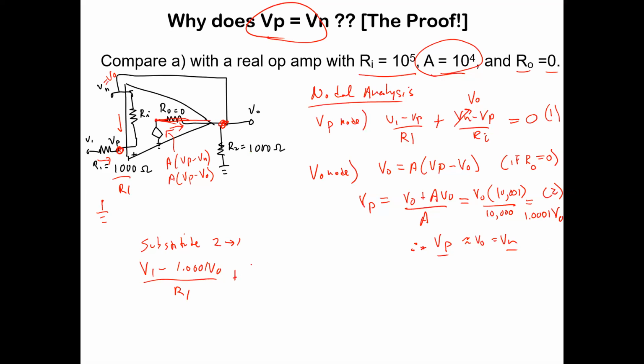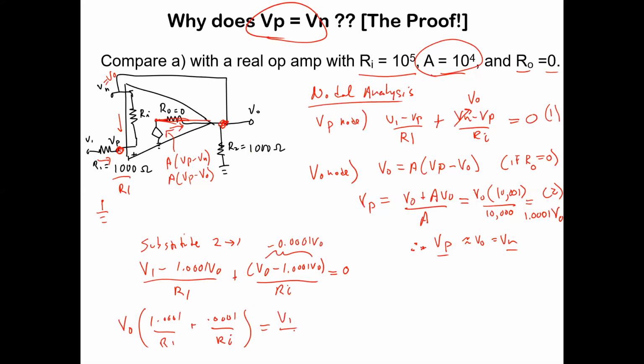Plus VO minus 1.0001 VO over Ri equals 0. And this is a very small term, 0.0001 times VO. And so what we end up is that we get VO times 1.0001 over R1. Anyway, it's kind of tedious, but this equals V1 over R1.